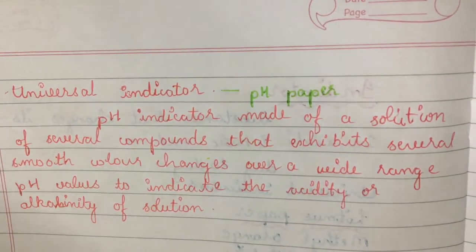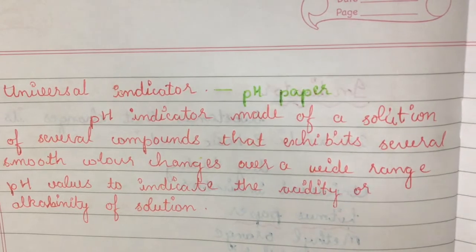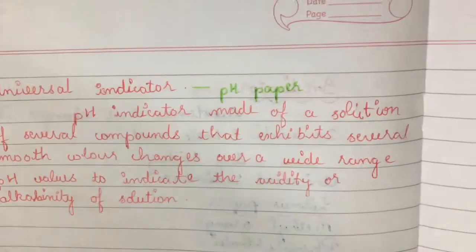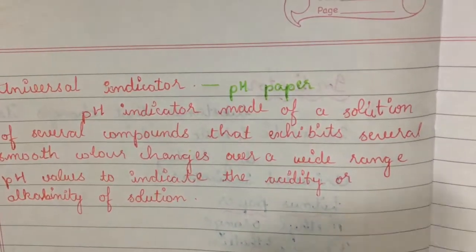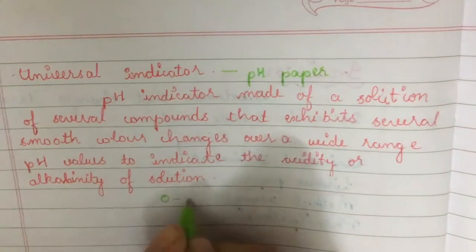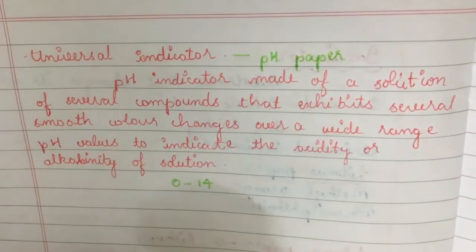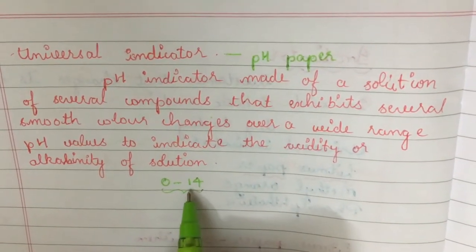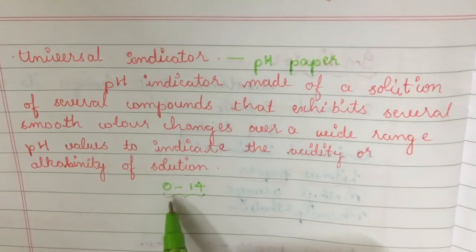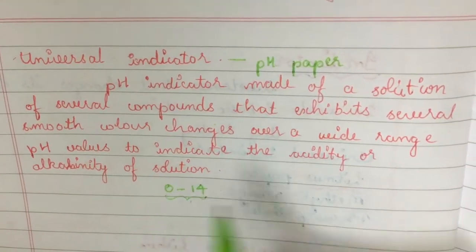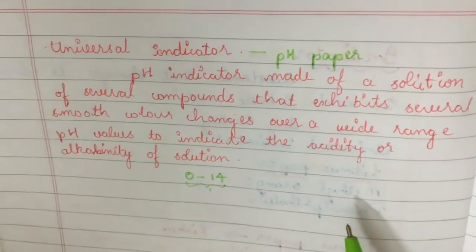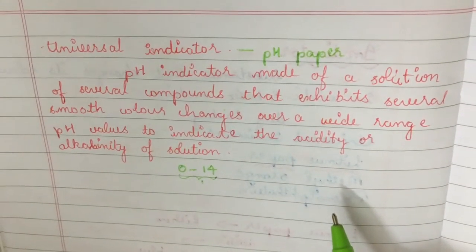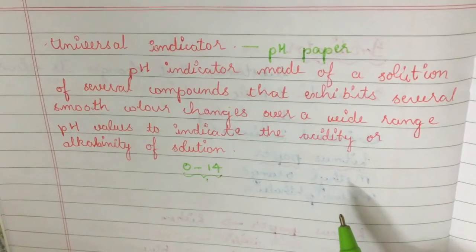And it gives the accurate value, and there is a wide range of pH values from 0 to 14. The picture is given in your textbook, and the pH value ranges from 0 to 14, to indicate whether the solution is acidic or basic. And it helps us to identify the strength of the acid, that is a weak acid as well as a strong acid, or a weak base or a strong base.